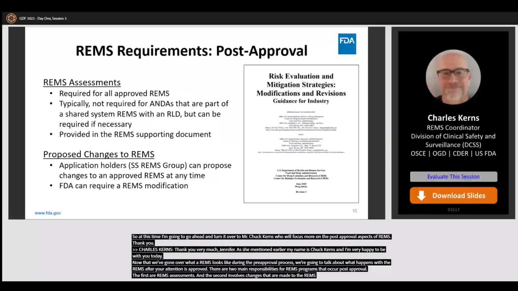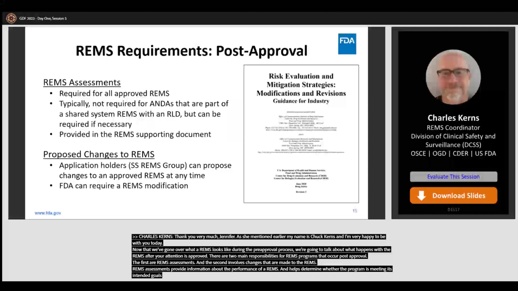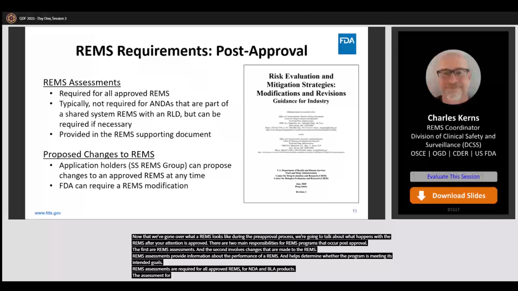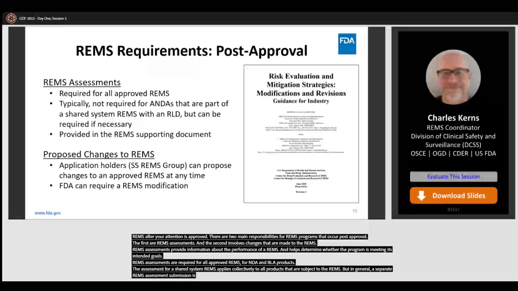REMS assessments provide information about the performance of a REMS and help determine whether the program is meeting its intended goals. REMS assessments are required for all approved REMS for NDA and BLA products. The assessment for a shared system REMS applies collectively to all products that are subject to the REMS. But in general, a separate REMS assessment submission is not required for ANDAs that are part of a shared system REMS with an RLD.